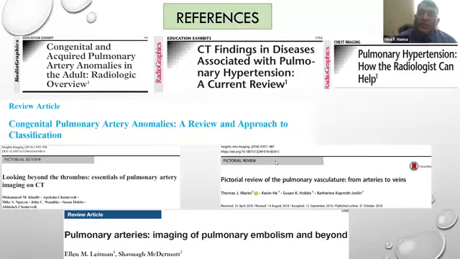So I hope it makes sense. So you can use the vessel size if you don't have high resolution. If you have high resolution CT, you can use the inspiration and the expiration.